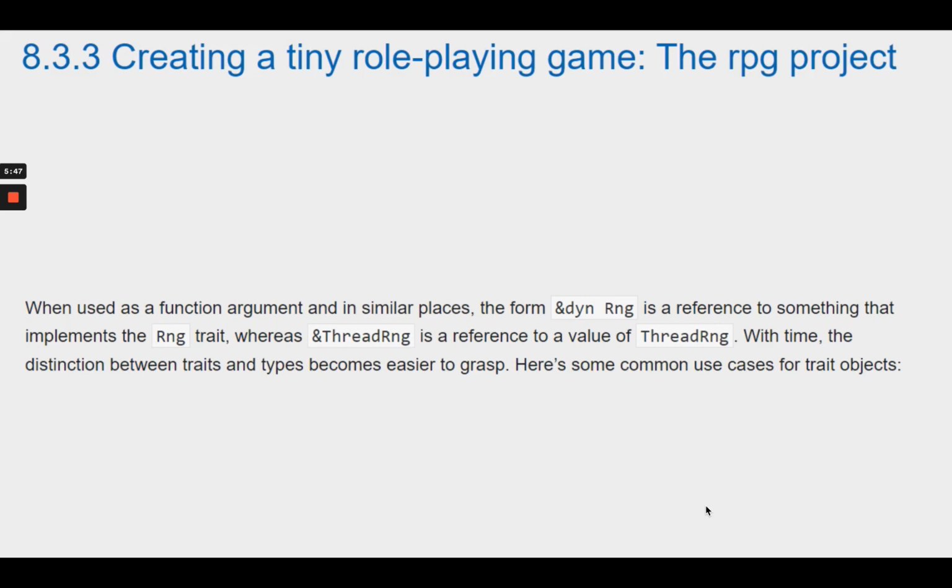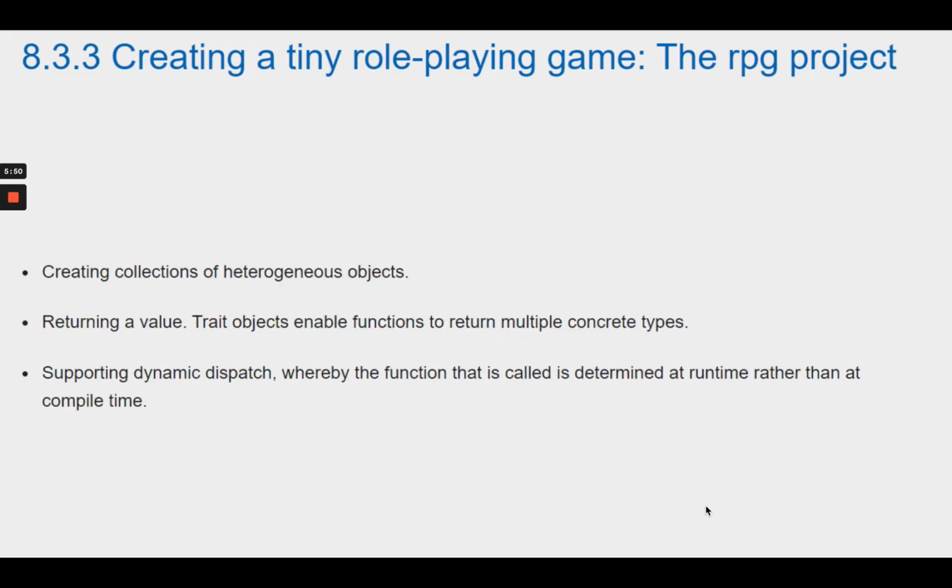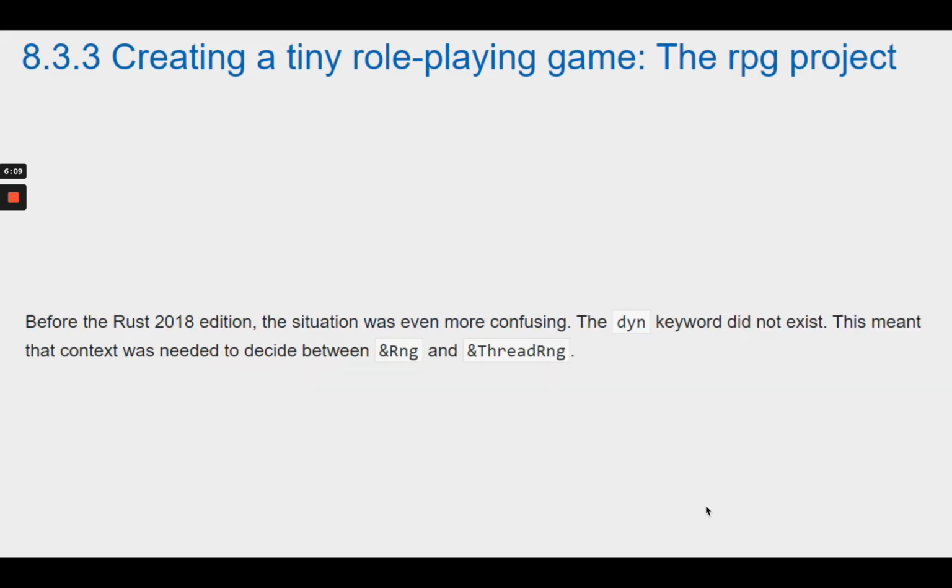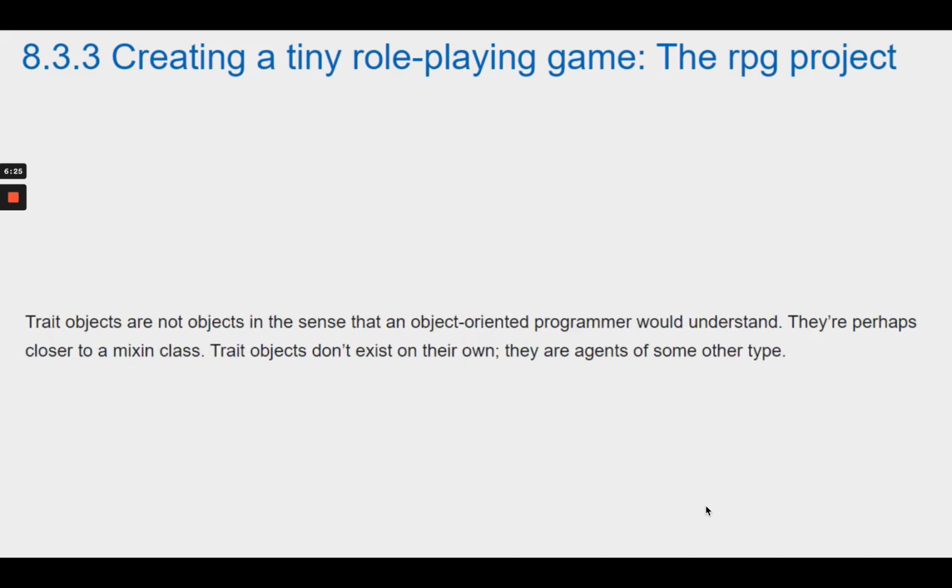Here are some common use cases for trait objects. Creating collections of heterogeneous objects. Returning a value. Trait objects enable functions to return multiple concrete types. Supporting dynamic dispatch, whereby the function that is called is determined at runtime rather than at compile time. Before the Rust 2018 edition, the situation was even more confusing. The dyn keyword did not exist. This meant that context was needed to decide between &Rng and &ThreadRng.